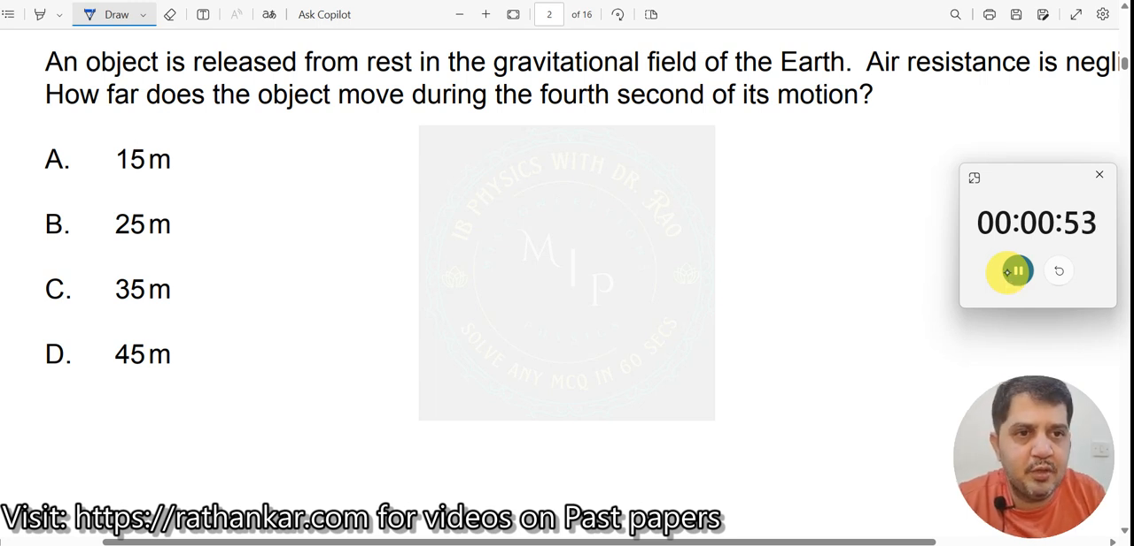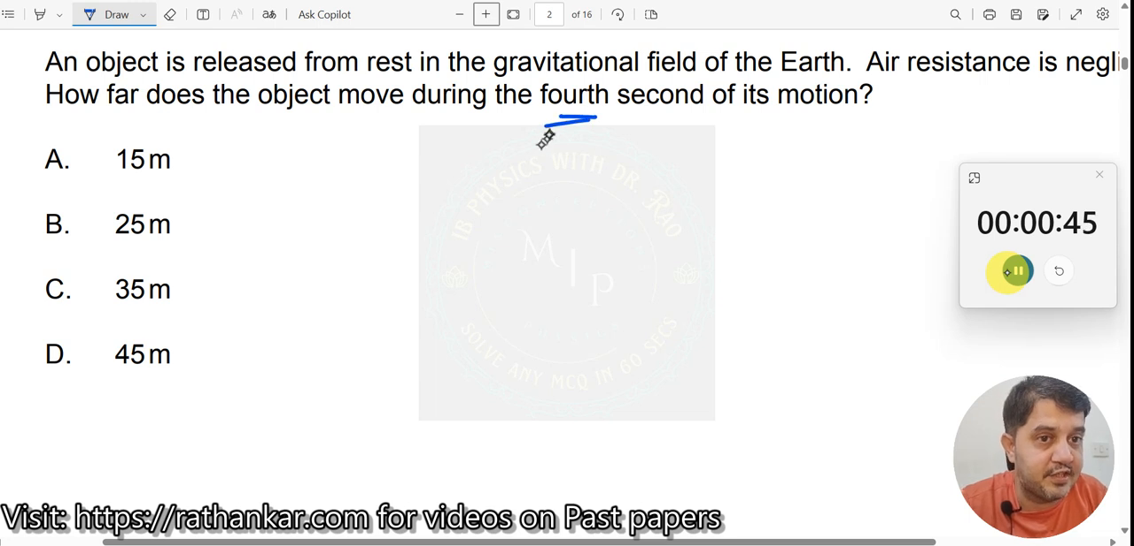See, when you say 4 seconds, you can put n equal to 4, t equal to 4. But when you say 3 seconds, it is t equal to 3. But when you say 4th, which means that you should find out what is the distance moved between the 4 seconds and the 3rd second. In between them, what is it?